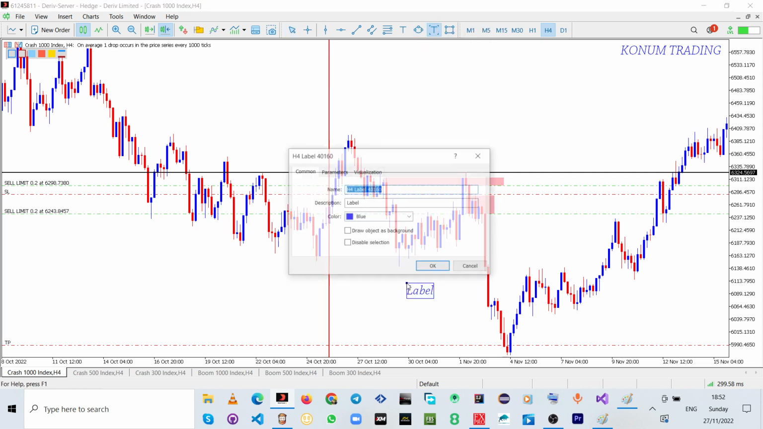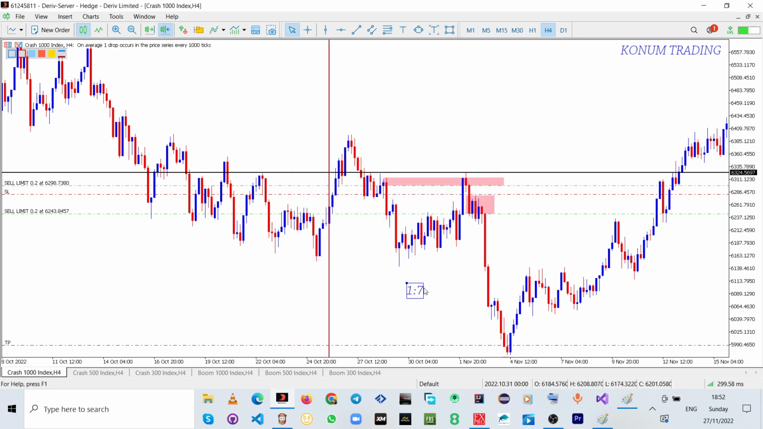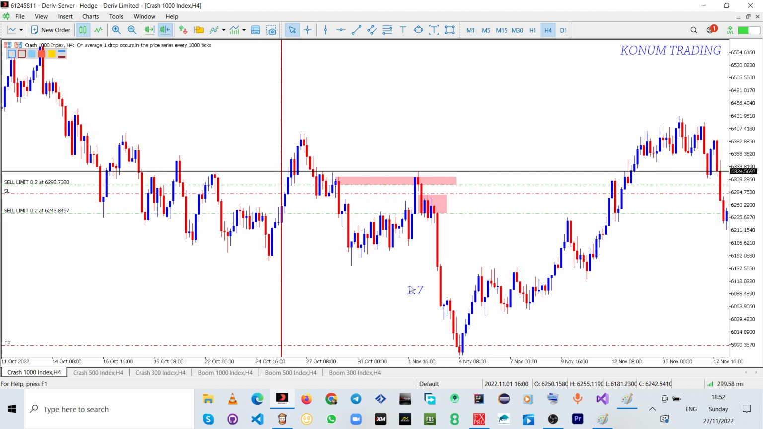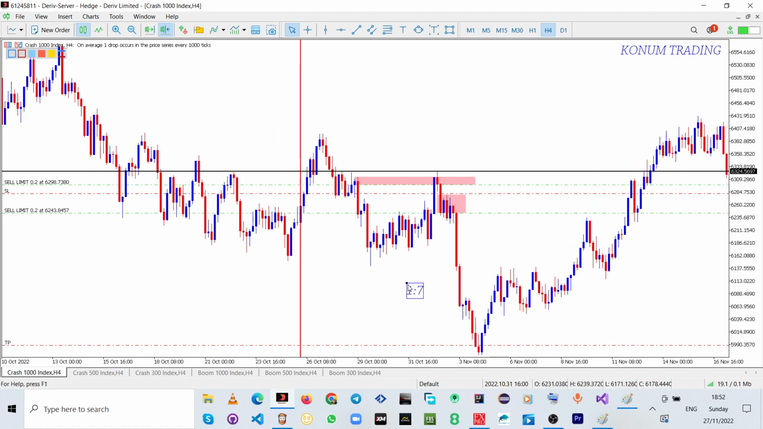1:7 is huge, guys. A 1:7 risk reward ratio. This is what you'll be getting out of the markets in this particular trade.